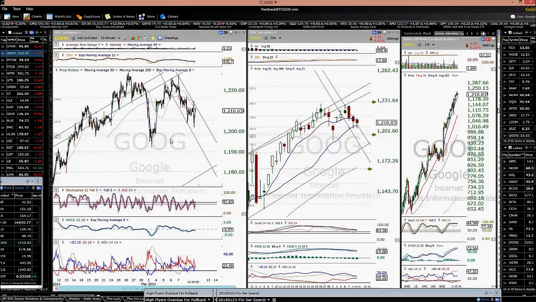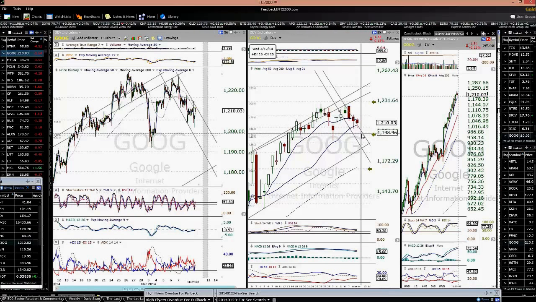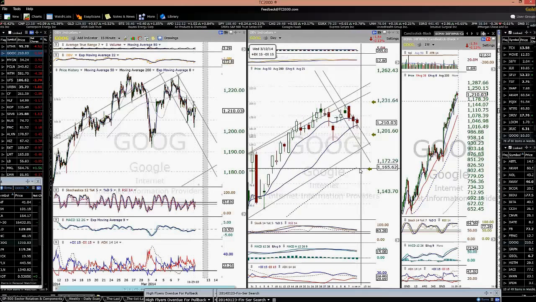The market's a little bit under pressure the last few days. Obviously, Google's been parabolic to the upside. And so you can see that we've got a fib cluster here. Well, it's not potential, we have a fib cluster at 1198, and then we have another support level at 1165.